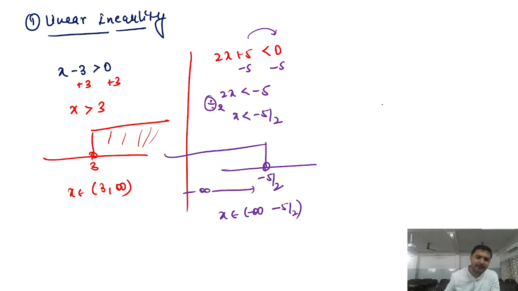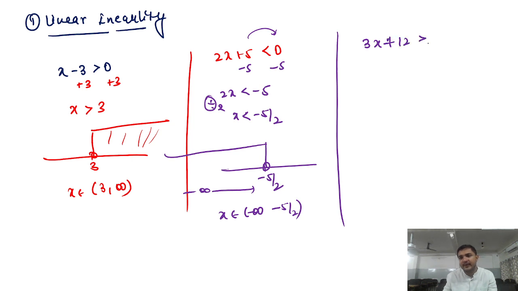Same goes for 3x plus 12 greater than or equal to 0. Some easy questions, quickly picking them up. Subtracting 12, we get 3x greater than or equal to minus 12. Subtraction and addition do not change the inequality orientation. Now if I divide by 3, what do we get? x greater than or equal to minus 4.